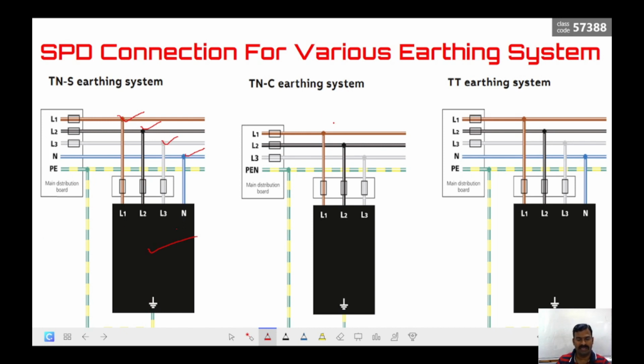For TN-C, again L1, L2, L3 act as input, and the output will be connected to PEN. For the TT mechanism, again we have L1, L2, L3 and neutral connected as input, and the output is connected to the PE conductor. So these are the different connections at the AC side.